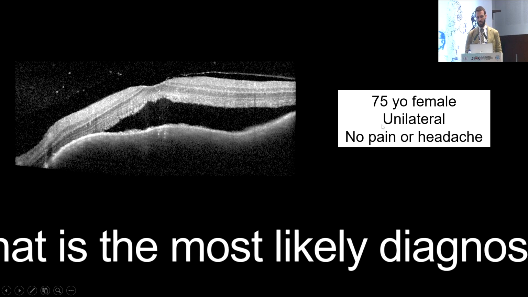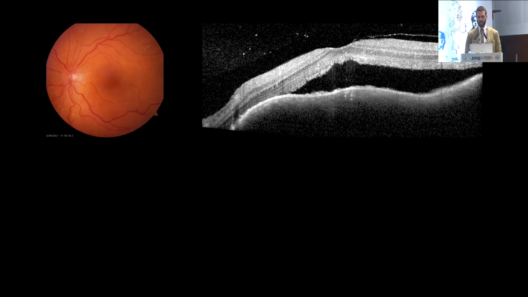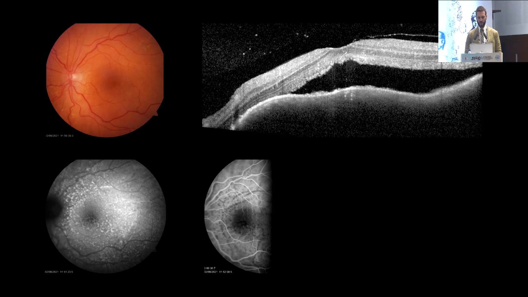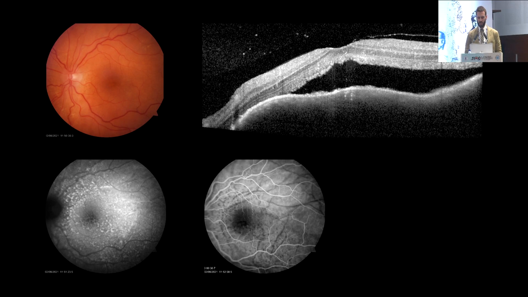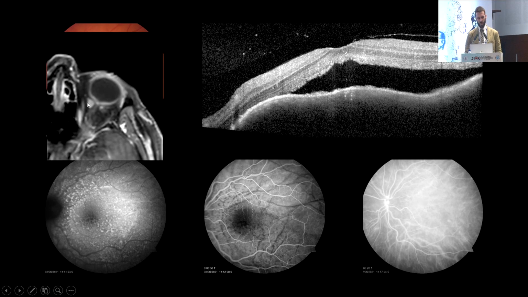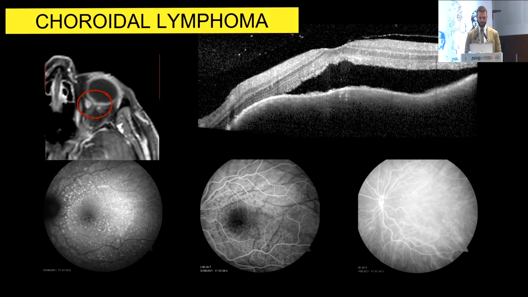So 75-year-old patient, what is the most likely diagnosis when you have something unilateral and this particular appearance? Well, you want to know more about this patient. In FAF, this is not the correct term, but you have kind of that leopard spot pattern of hyper, and this is reflected also in FA early, and in late FA there's diffuse staining, and if you look here on your MRI, you got a beautiful mass, and this is a case of choroidal lymphoma.